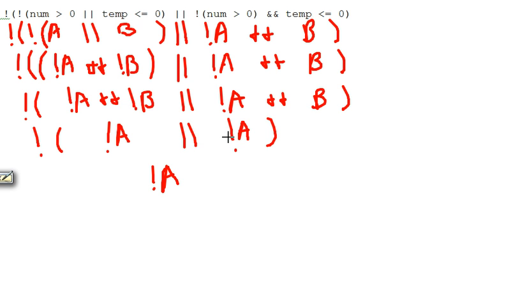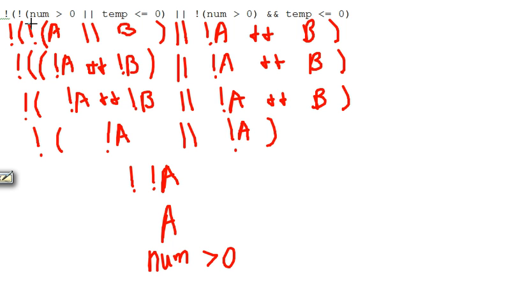And 1 plus 1 is equal to 1 in Boolean algebra. There is no 2 or 3. So we're left with the not of an a. These two nots cancel out, and we're left with just a, which, from the original substitution, is simply num greater than 0.